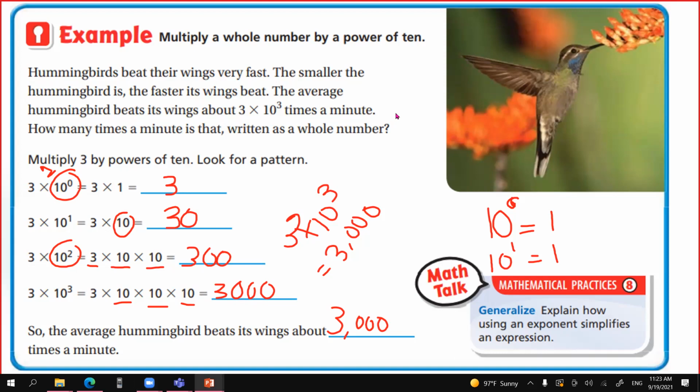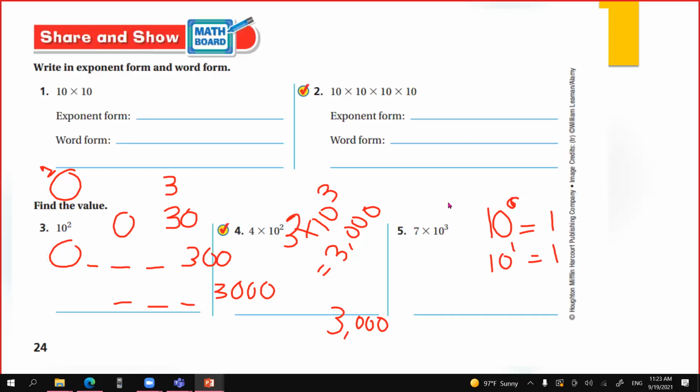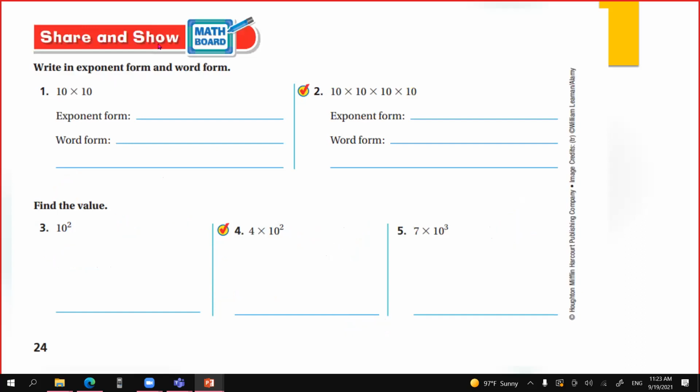Okay. Now, I will send you the solution and the course material. Now, this is share and show in the same lesson. Open your book, page 24. All of you, please open your book, page 24.